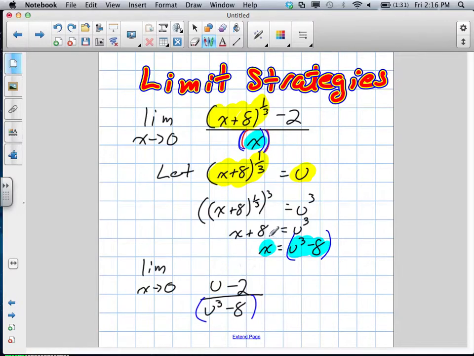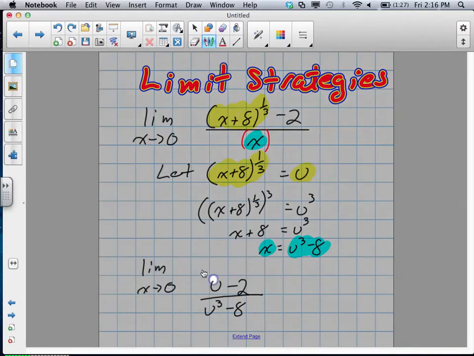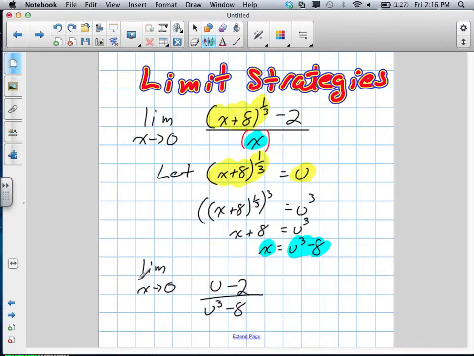Now that I've done that, we really don't have any x's in here. We're going to see if we can simplify the equation with our variable u, then sub back in our x to see if we can actually solve this. Now, because we've set this to u, we're going to change the x to u as it approaches 0.